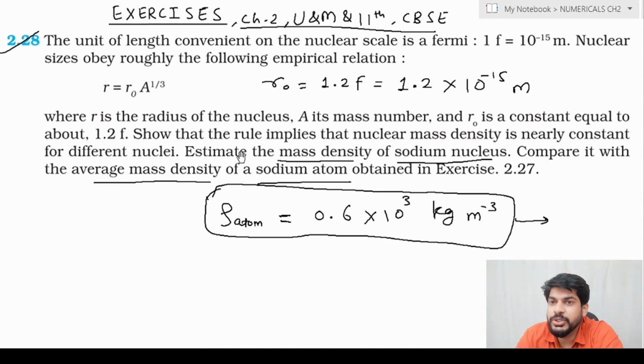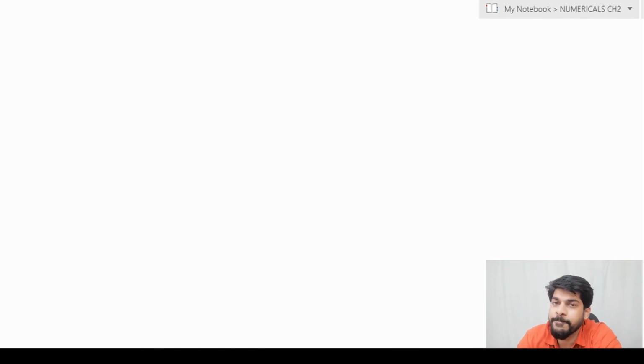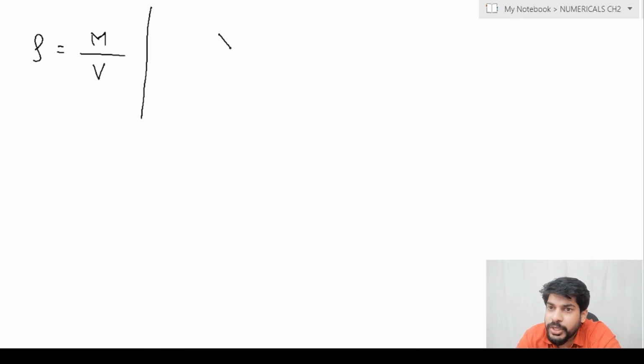So let's do this. First of all, we have to show that this rule implies that the nuclear mass density is nearly constant for different nuclei. So what is density? Density is equal to mass per unit volume. Now we want to talk about the mass of a nuclei. We know any nuclear species is represented like this, Z A. For example, it is copper, so it is 29-63. Z here is 29 and A here is 63.